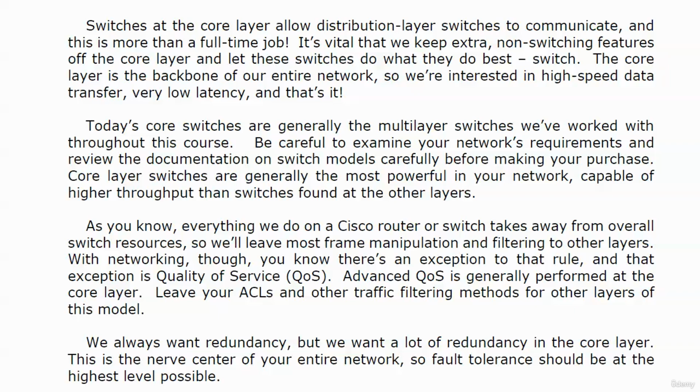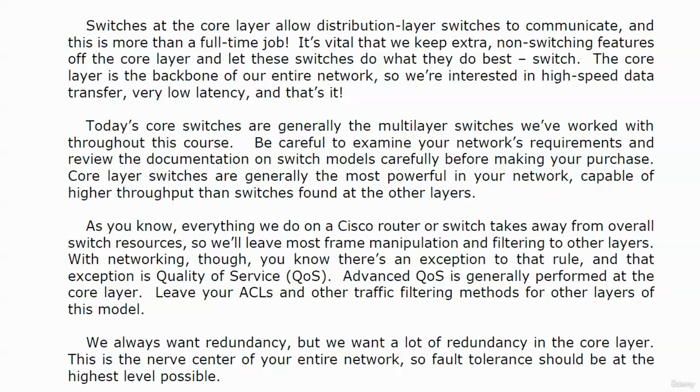Now, as I mentioned, and I'm reminding you already, everything we do on a router or a switch takes away from the overall resources. So we're going to leave frame manipulation and filtering techniques to other layers. With networking, though, we have an exception, as I whispered to you earlier, and that exception is quality of service. Now, advanced QoS is generally performed at the core layer. You want to leave your ACLs and your other traffic filtering methods for other layers of this model.